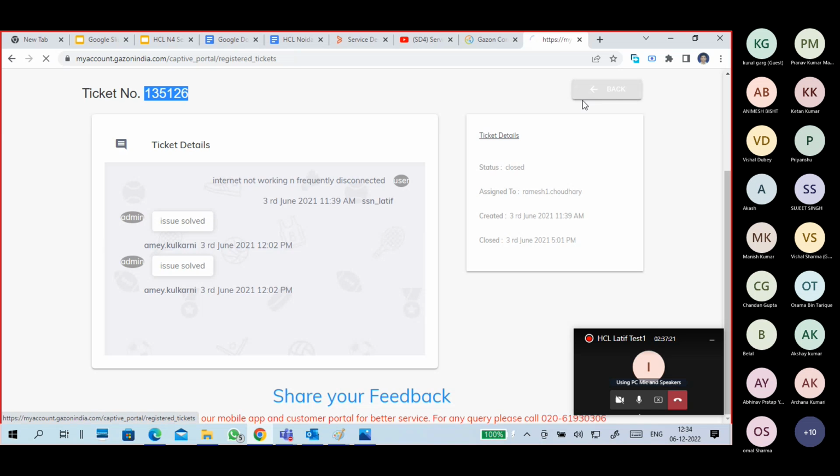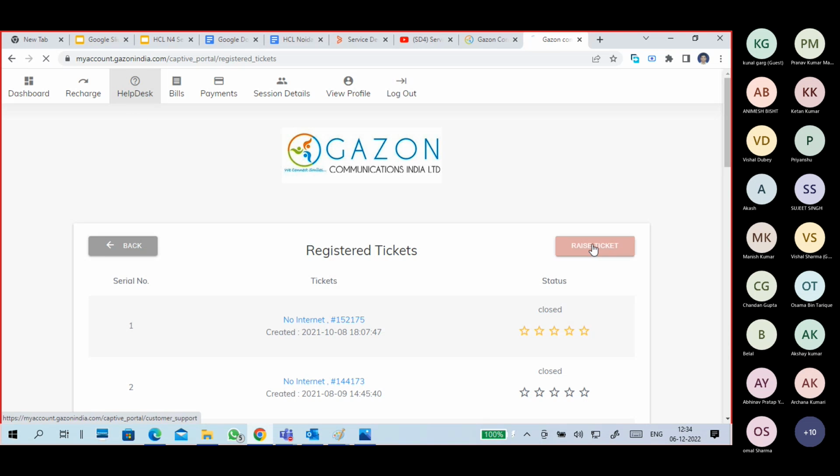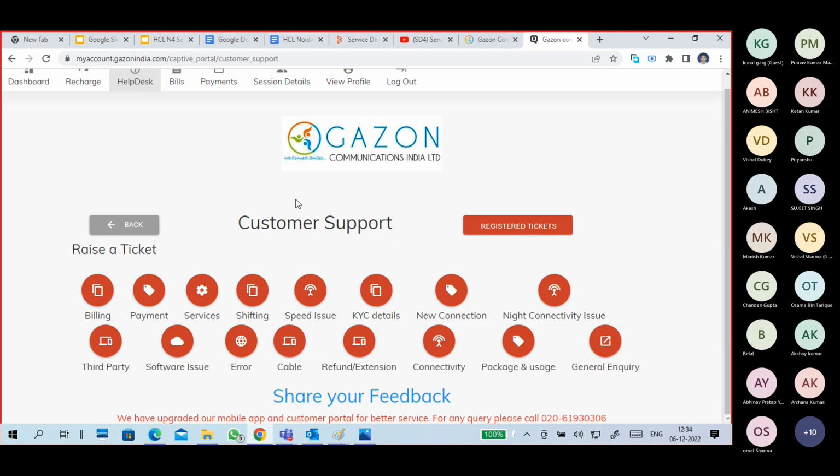So this is a self-help portal. Simply I have to go to the help desk, go to raise a ticket. It is a self-help portal, tier 1 support. Service desk or help desk level 0 or tier 1 support. This is tier 1 support, meaning I didn't call anything. I didn't directly contact the service desk. I am sending information to the service desk directly through this interface.